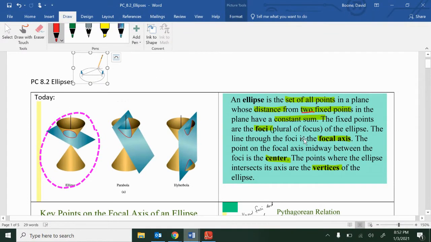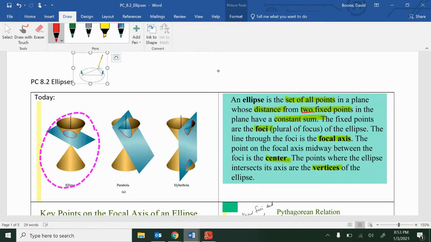Okay. So again, those fixed points are the foci. That's what those points are right there, where those pins are. The line through the foci is the focal axis. So the line that goes through those two points is the focal axis. The point on the focal axis midway between the foci is the center. So again, we would find that center halfway between those two points. And the points where the ellipse intersects its axes are the vertices.